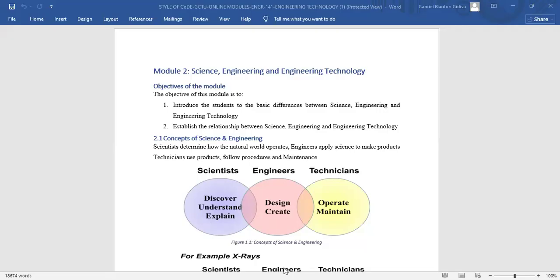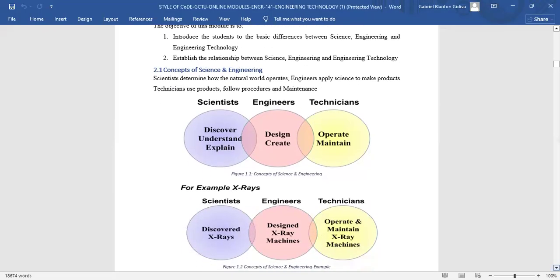In the same way, a scientist is not an engineer. Likewise, an engineer is not a scientist. All right. So, for example, X-rays. Scientists discovered X-ray. Then engineers will design X-ray machines. You see that?